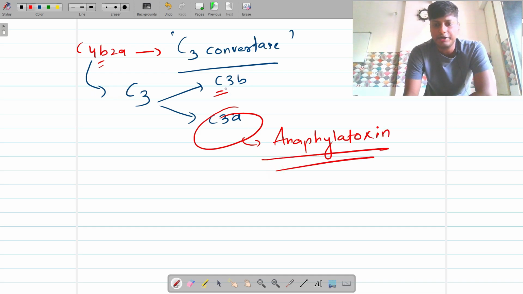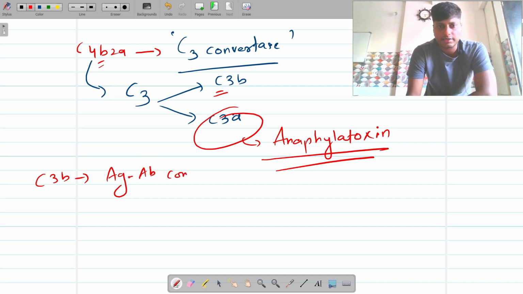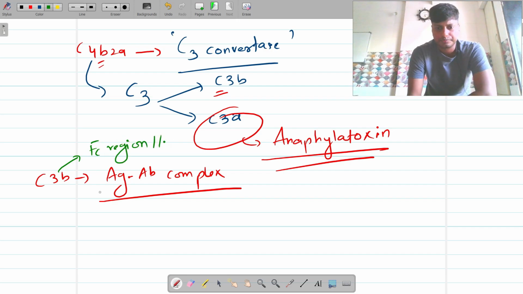Now what does the C3b do? Now this C3b is going to bind to the antigen antibody complex. When I say it binds to the antigen antibody complex, remember that it is going to bind to the Fc region of the antigen antibody complex. Now the resultant complex which will be formed is nothing but the C4b2a3b complex.